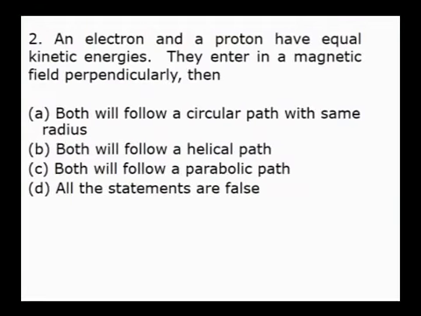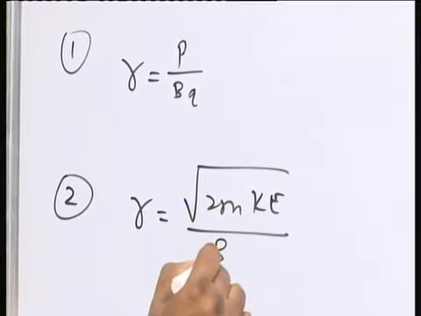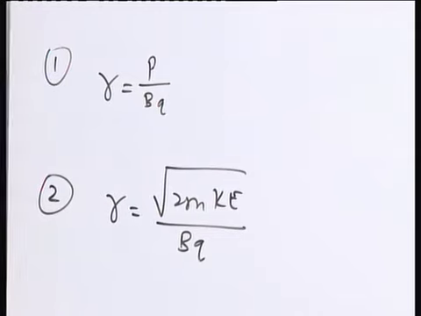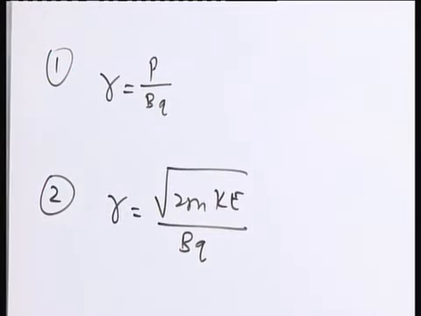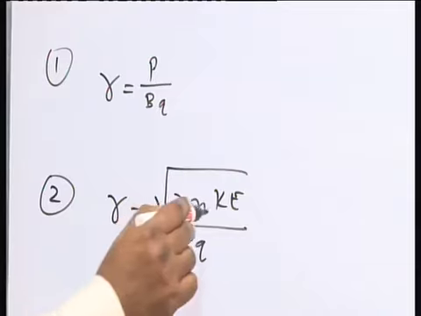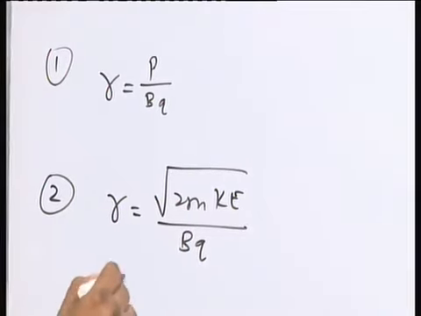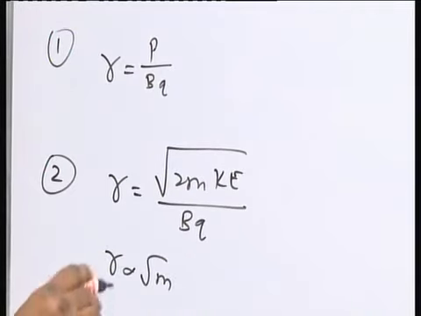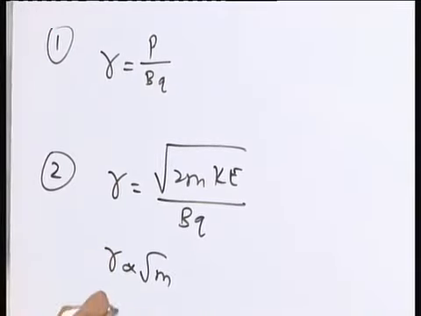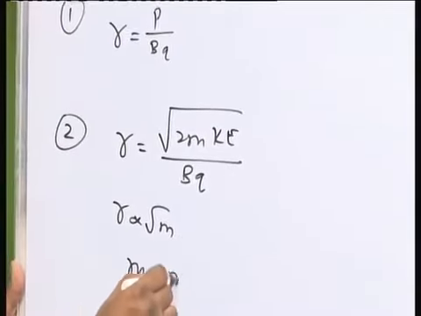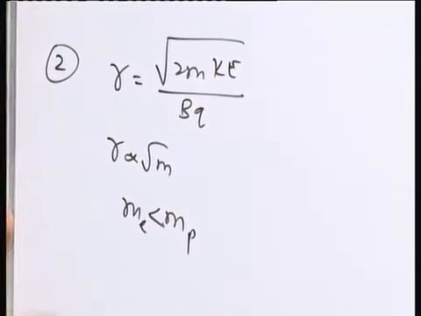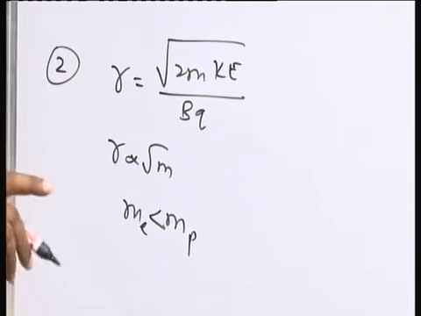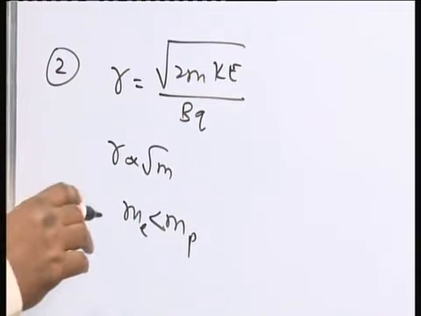you know the expression of radius in terms of kinetic energy, that is r equals root 2 m into kinetic energy divided by bq. As in the question it is given that both are having equal kinetic energies, when kinetic energy is same, radius mainly depends upon mass, because you know that the charge of proton and electron will be same. So radius mainly depends upon mass, and we all know that mass of electron is less than mass of proton. So in this case both will describe circular paths but with different radii.